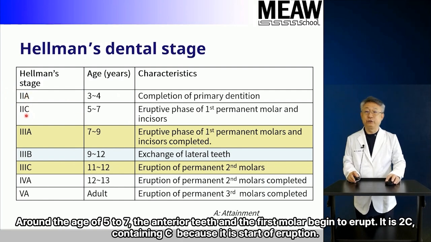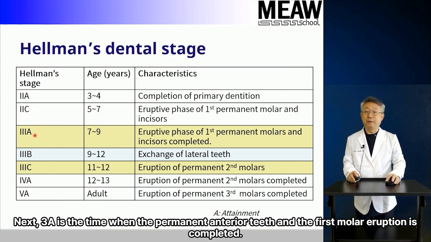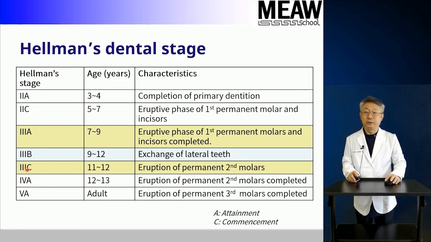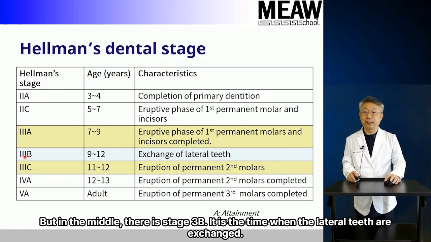Around the age of 5 to 7, the anterior teeth and the first molar begin to erupt. It is 2C containing C because it is the start of eruption. Next, 3A is the time when the permanent anterior teeth and the first molar eruption is completed. 3C is the time when the second molar eruption begins. But in the middle, there is stage 3B. It is the time when the lateral teeth are exchanged.